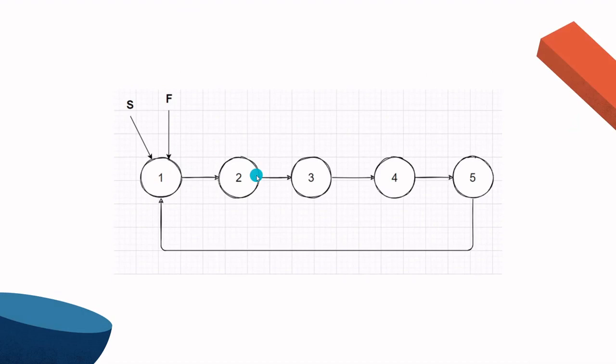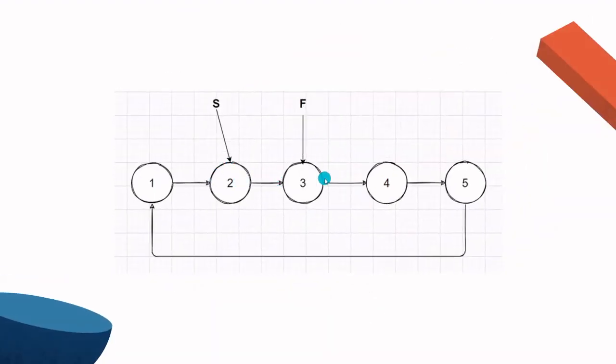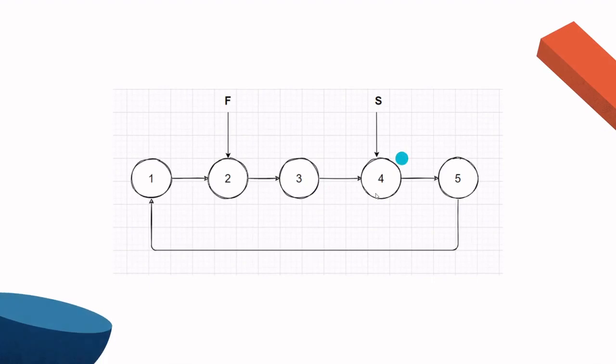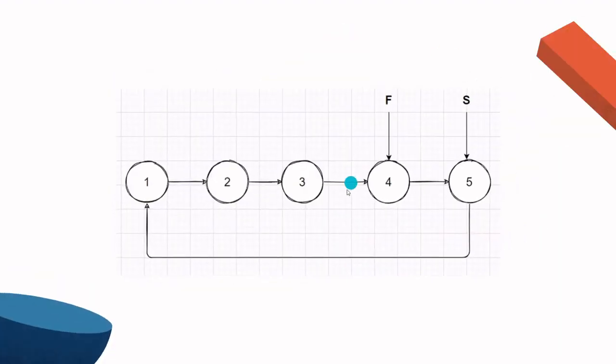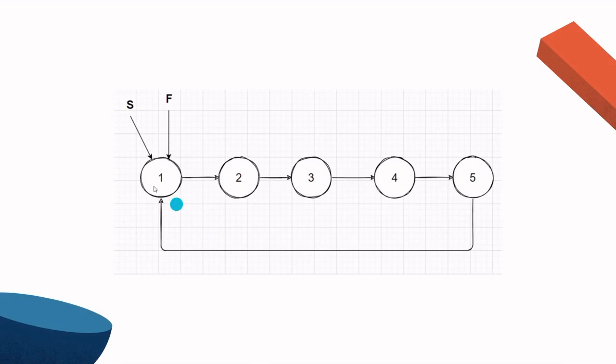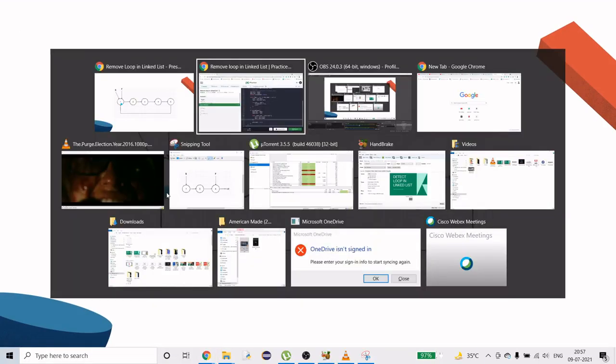So one node will be moved, so slow will be here, fast will be here. Next, fast will be at 5 and slow will be at 3. Next, slow will be at 4 and fast moves 2 nodes, so it will be at 2. Then it is going to be at 4 and 5, and in the next iteration they both are going to meet at 1.